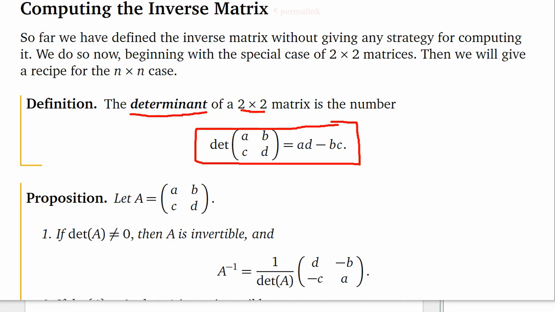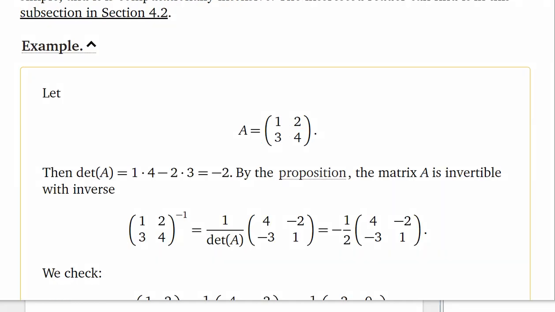2 by 2 case. And notice that it's just the difference of the main diagonal entries, A times D, minus the off diagonal entries, B times C. So the determinant of any 2 by 2 matrix is just AD minus BC. And let's take a look at why this is true. One way to see if it's true is just to start with an example, right?